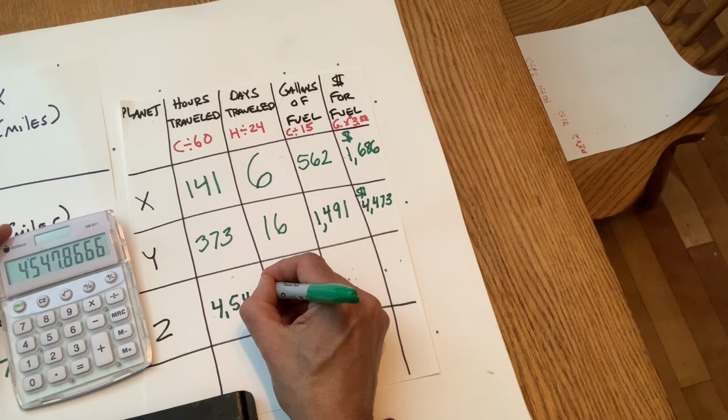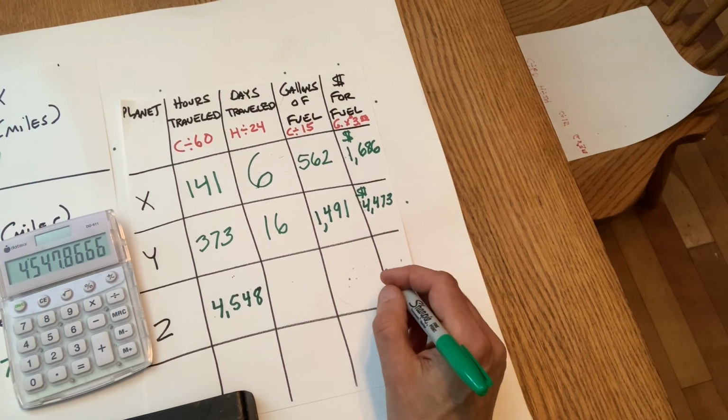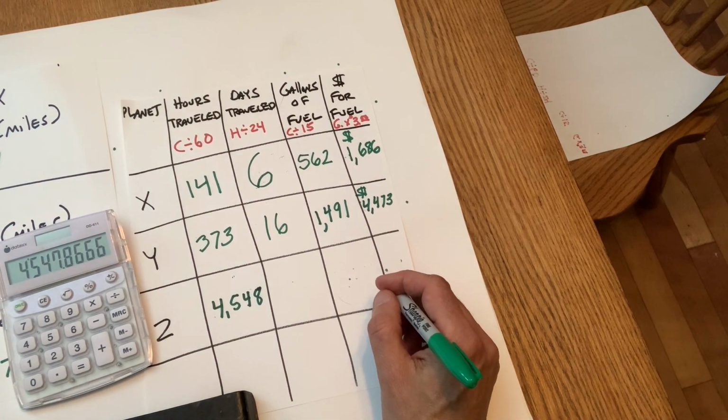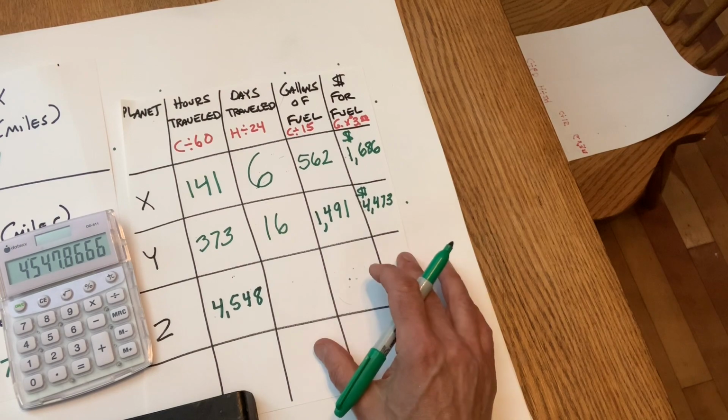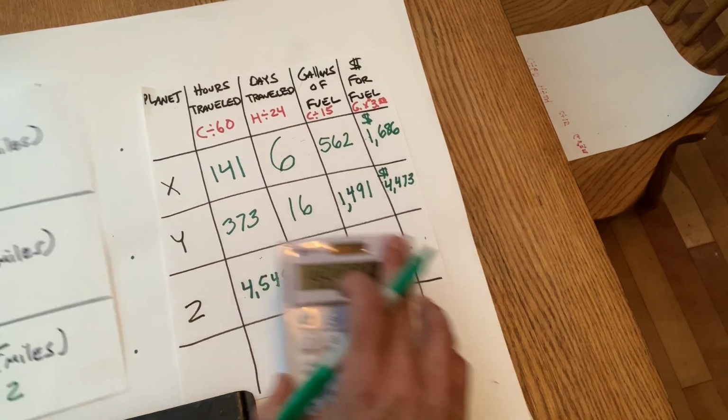4,548. We're going to bump that 0.8, 7.8 to 8. So 4,548 hours to go around planet Z. How many days would that be?